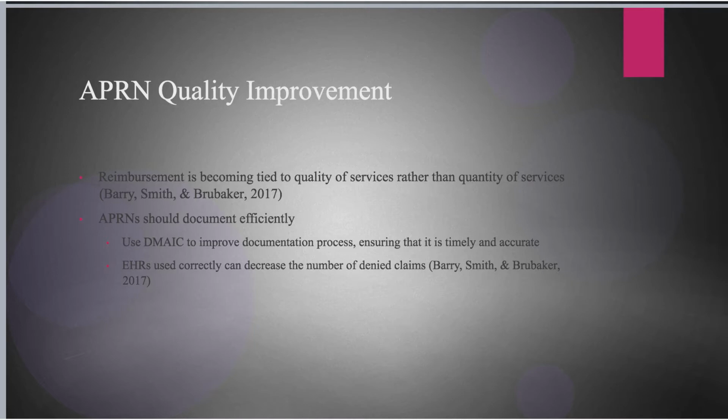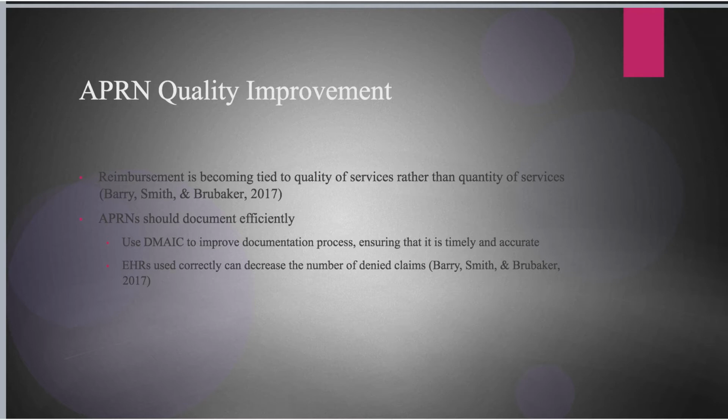To decrease the number of denied claims like they did in this study, you can use the DMAIC process, where you define the project outline, being that you want to decrease your number of denied claims. Measure your current data and how many denied claims you have. Analyze the data and find out why the claims are being denied and which areas you need to improve on. In the improve phase, you can make improvements to the areas that were most affected, such as whether documentation was too vague or whether it was not done in a timely manner.